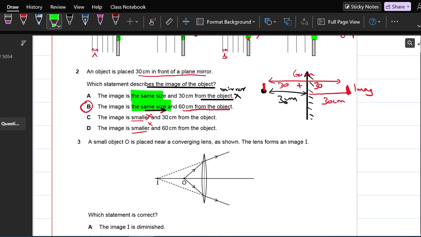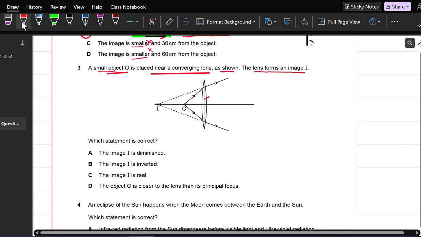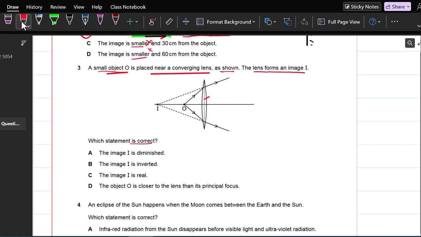So moving to question number 3. A small object is placed near a converging lens as shown. This is a converging lens. The lens forms an image I. Which statement is correct? So if you see here, we are having the image on this side. Whenever in a converging lens, the image is formed behind the object.